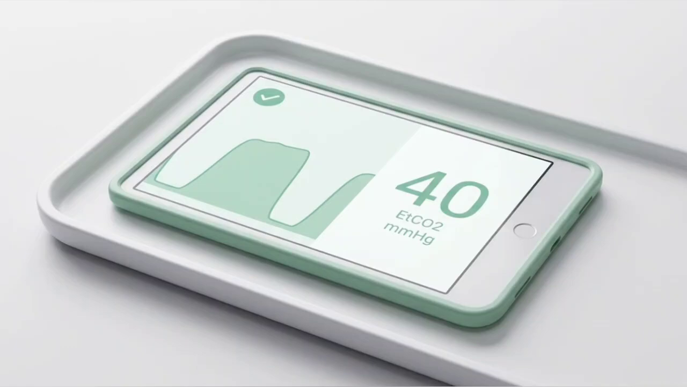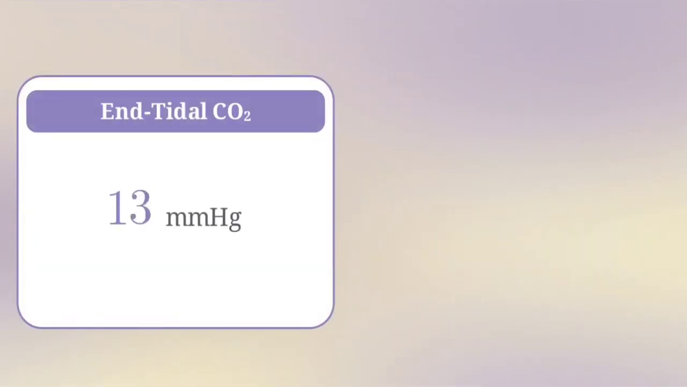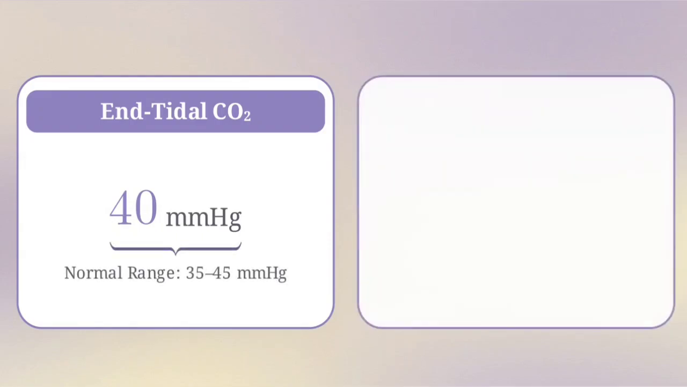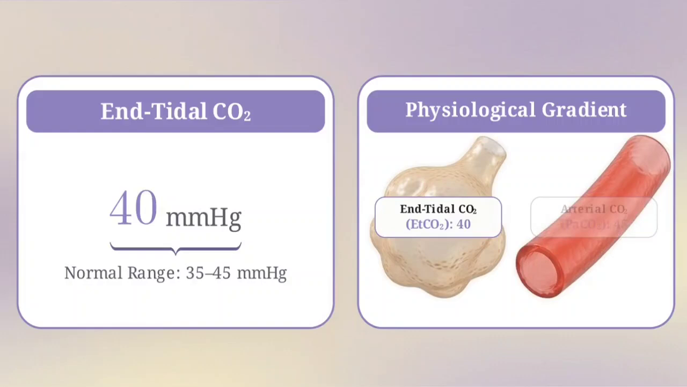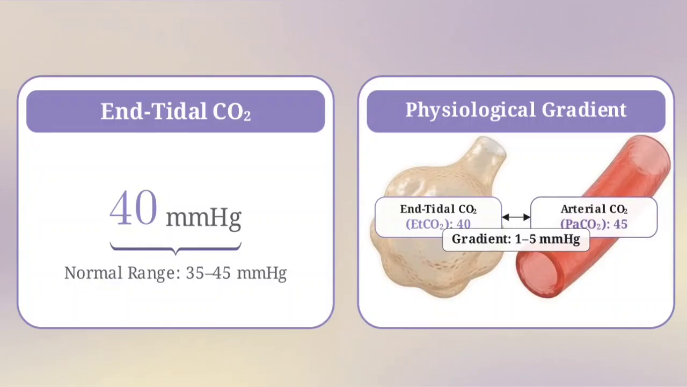Once the waveform shape has been verified as normal, the final analytical step is capnometry, interpreting the raw numerical data. Normal end tidal CO2 values range from 35 to 45 millimeters of mercury. Physiologically, there is a narrow gradient between the arterial partial pressure of CO2 in the blood and the end tidal CO2 in the breath, usually just a 1 to 5 millimeter difference, with the arterial pressure slightly higher.